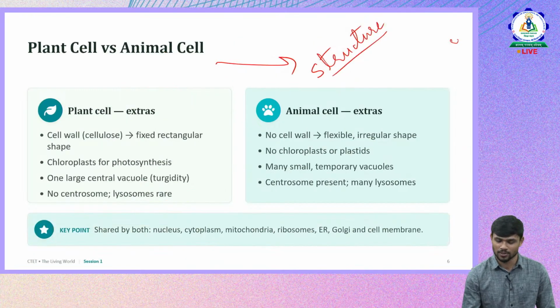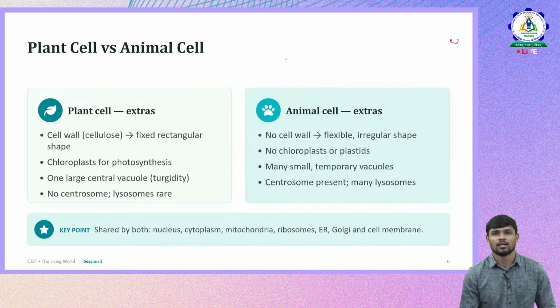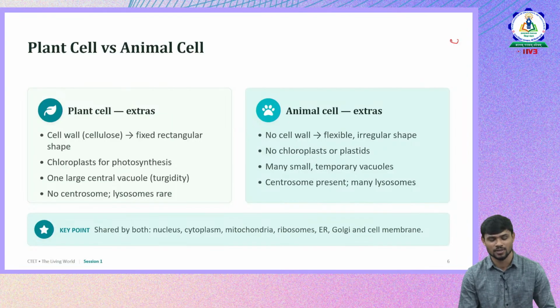Then one more type: there are again two different types of cells based on the living organism in which they are present. Plant cells are of a different kind and animal cells are of a different kind. So there is a clear-cut difference on which the CTET was focusing. How does a plant cell look and how does an animal cell look, and what are the differences between these two?